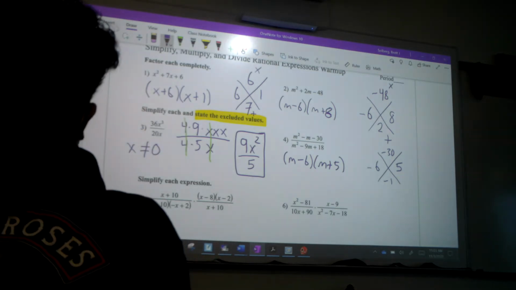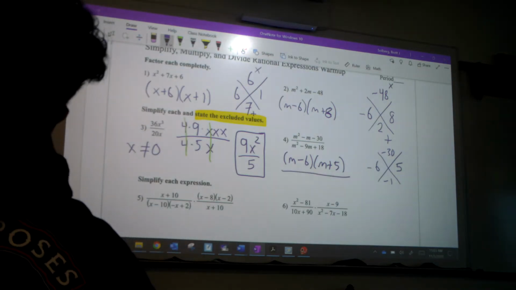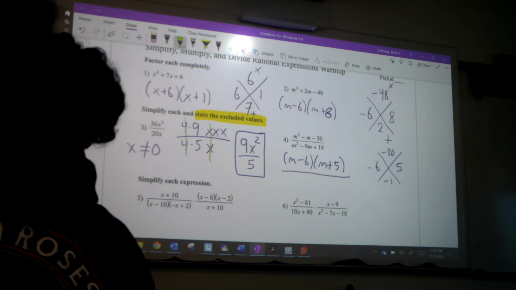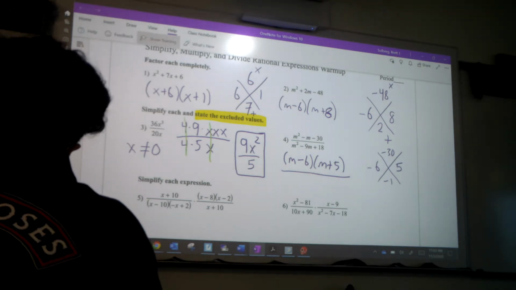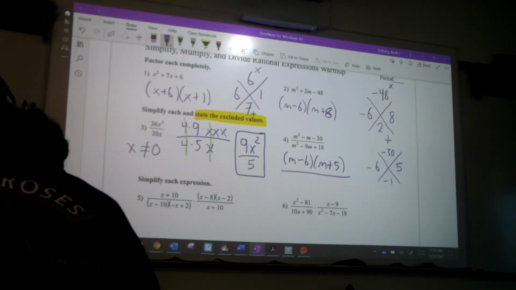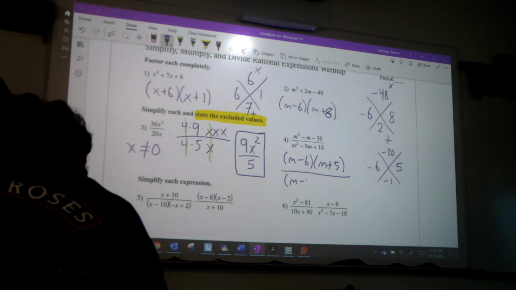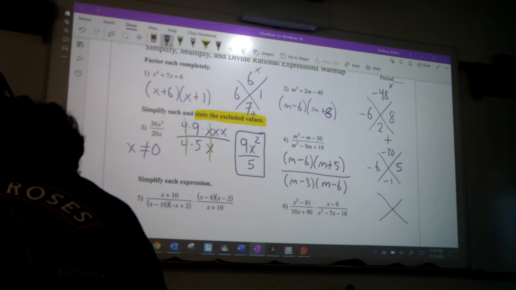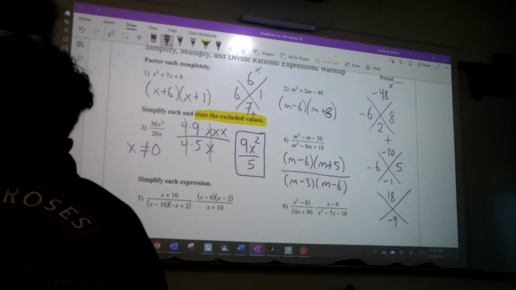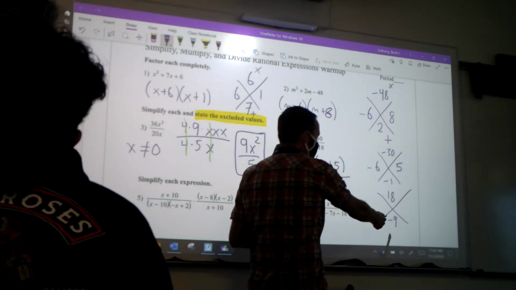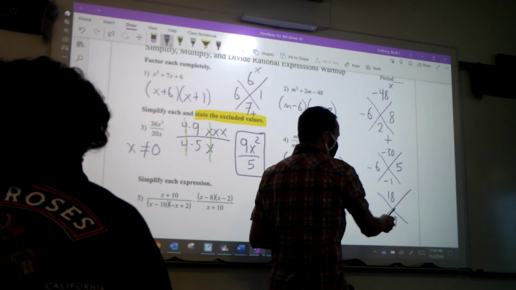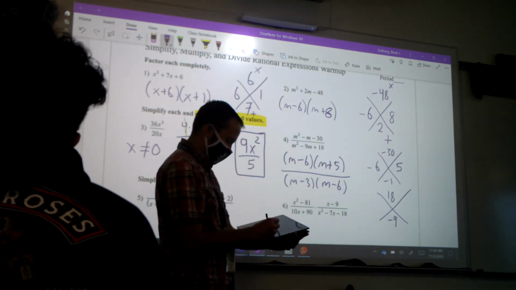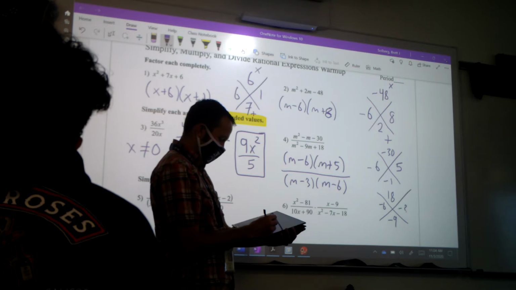Emma, how did you factor the denominator? Put the 2 m's in parentheses. So this is interesting because they have to multiply to a positive and add to a negative, which means they're both negative. So Emma said it was negative 6 and negative 3.